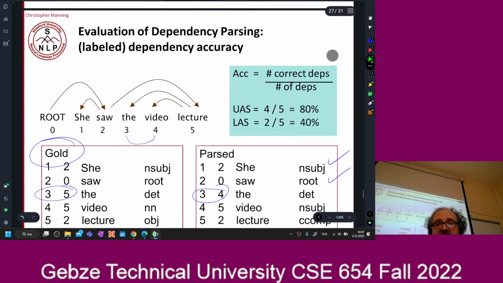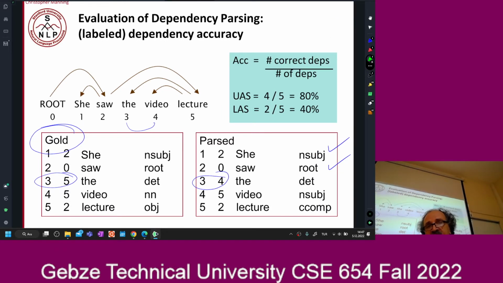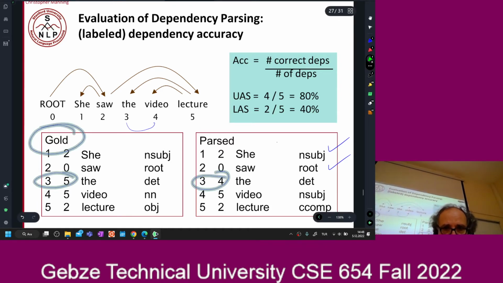Okay, once we are done with the parsing, I need to measure my performance, right? How am I going to measure the performance? She saw the video lecture. Okay, this is the golden standard. That means that's the correct one. So how are we going to do that? Let me go over this one.